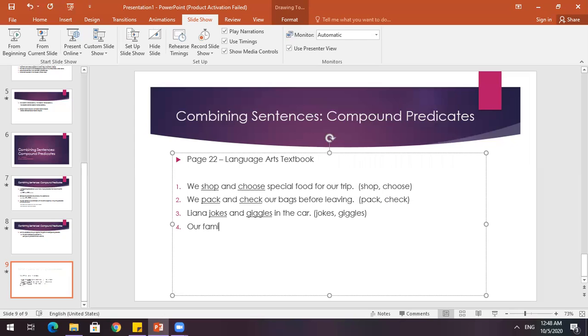Next, our family seeks and selects the perfect campsite. Right? Our simple predicates that form the compound predicate, seeks and selects. Again, guys, the simple predicate is the verb or verbs.